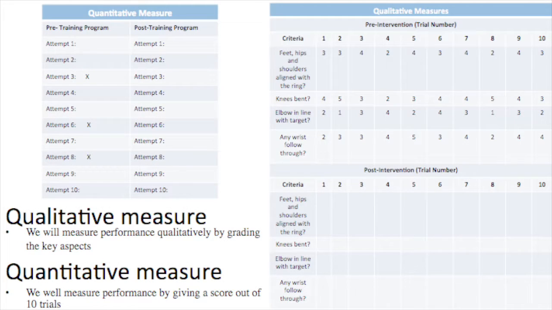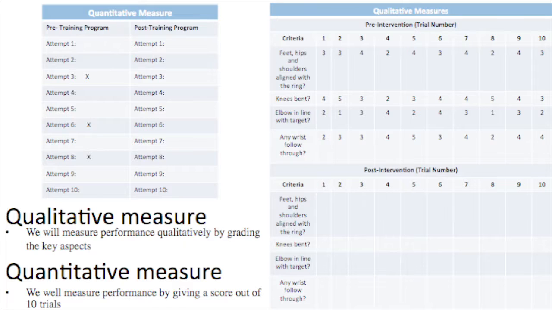We will measure performance qualitatively through observation on the key aspects during 10 free throw attempts. We will rank the participant on a scale of 1 to 5, 1 being the lowest and 5 being the highest, and give a grade both pre, post, retention and transfer.